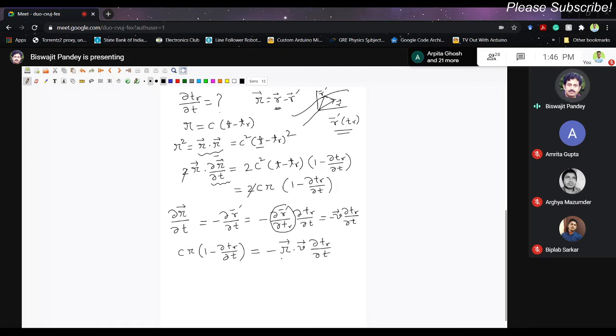Now if I take this term to the other side, all the terms with ∂t_r/∂t separately, that will give us (c𝓇 minus 𝓇 dot v) ∂t_r/∂t equal to c𝓇. So now we have the value of ∂t_r/∂t. ∂t_r/∂t is basically c𝓇 divided by (c𝓇 minus 𝓇 dot v).